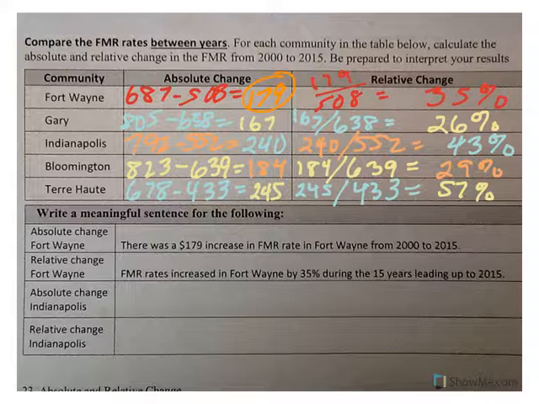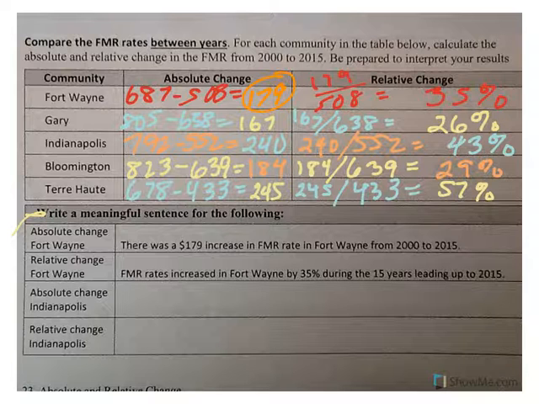Everything is new minus old for the absolute change, and then new minus old divided by the old. So your answer from the absolute change becomes the numerator in the relative change, and you divide by the old value. Now, if you look in the bottom here, write a meaningful sentence.